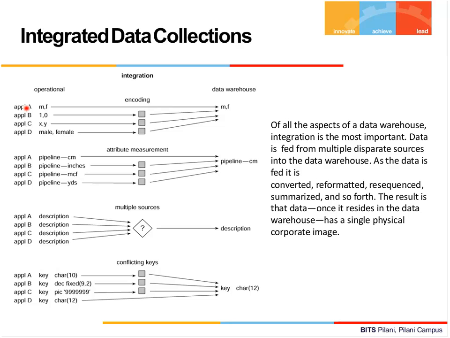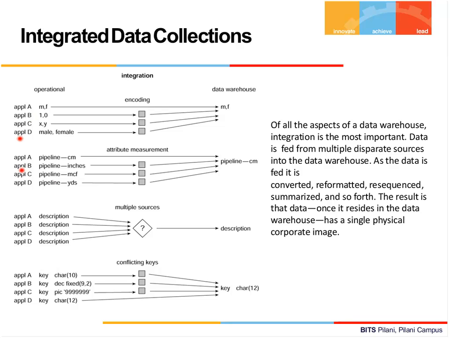You can have application A, application B, application C, application D, doing the same kind of business, and you're trying to bring them into the data warehouse, but each one has a different way of managing the data. If I want to represent male and female, application A uses M and F, application B uses 1 and 0, application C uses X and Y, and application D uses explicitly male and female. Each application has its own way of handling this data, but at the end of the day, we want to handle it as male and female.